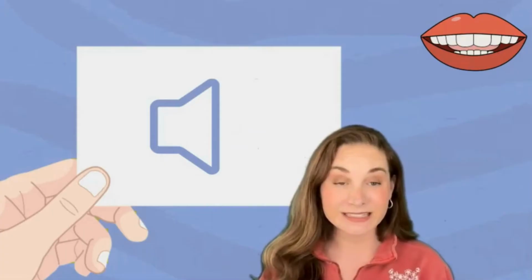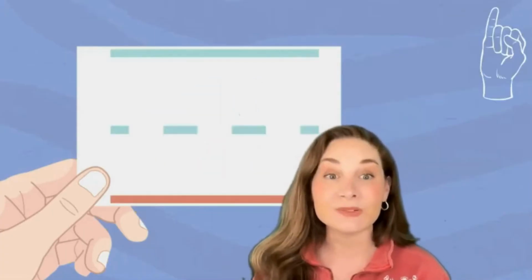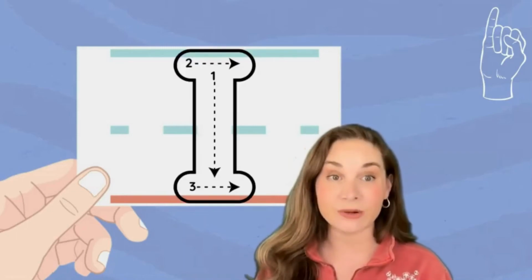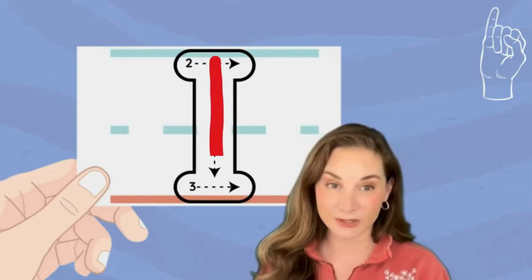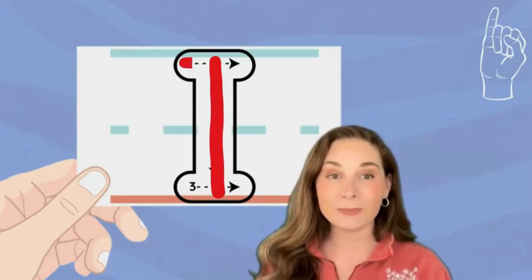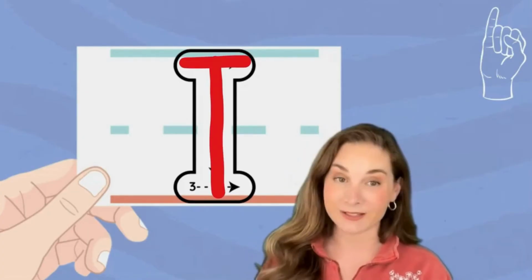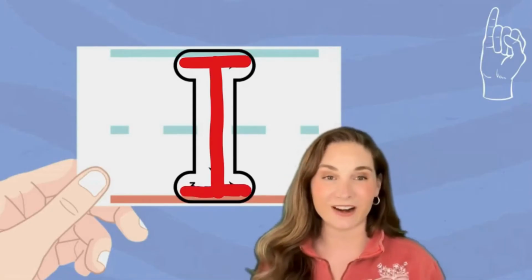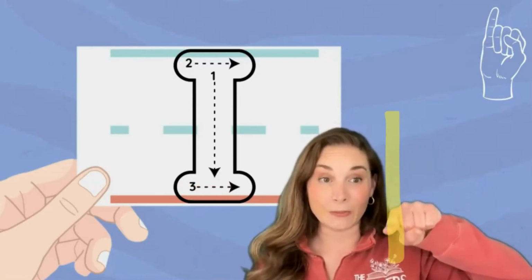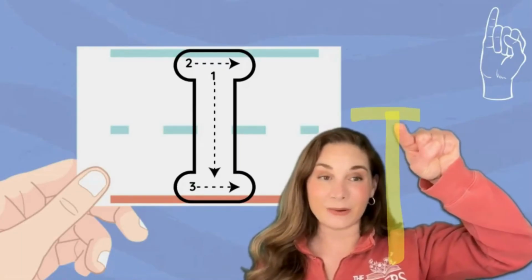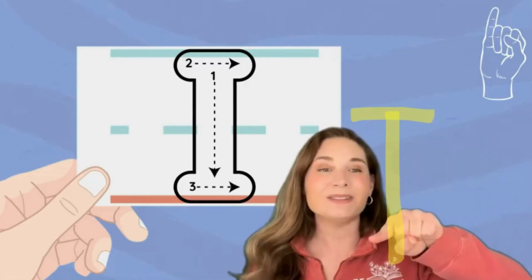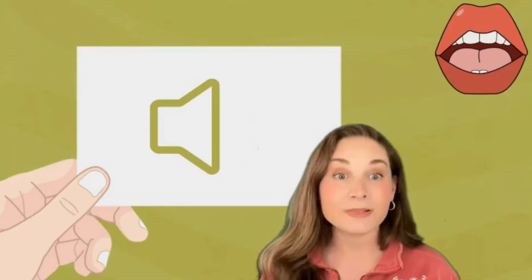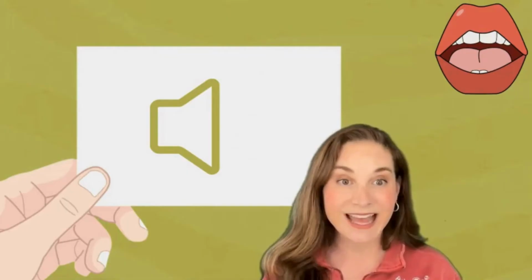Please write the letter that makes the sound i. To write the letter I, you're going to start at the top line and do a vertical line straight down to the bottom. Then you hop back up to the top and you'll do a horizontal line across the top. Hop to the bottom and do a little horizontal line across the bottom. Let's trace it together in the air. Hop to the top, do a straight line down to the bottom. Hop back up to the top, do a horizontal line across. Hop to the bottom, do a horizontal line across the bottom. And that's our letter I. Great job.